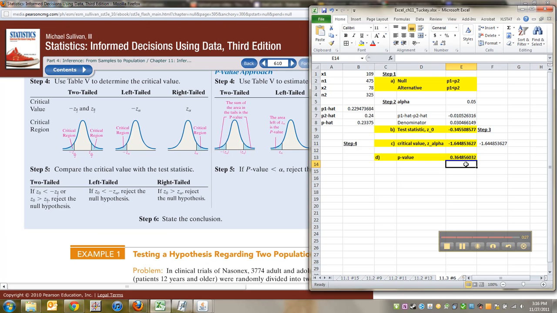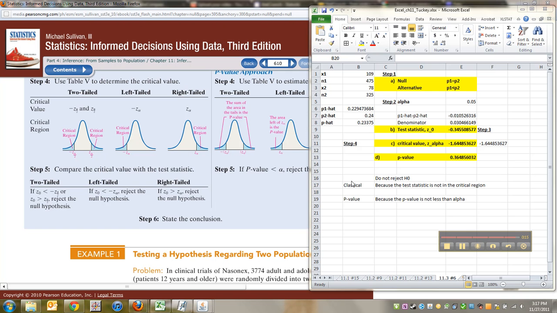And hopefully you can see that if you were doing a hypothesis test on this, you would totally not reject the null hypothesis, right? Because, well, here, let me write out the answers. There we go. So if it was classical method, we would say we don't reject because the test statistic, which was negative 0.345, is not in the critical region. The p-value method, it's because the p-value, which is 0.364, is not less than alpha.